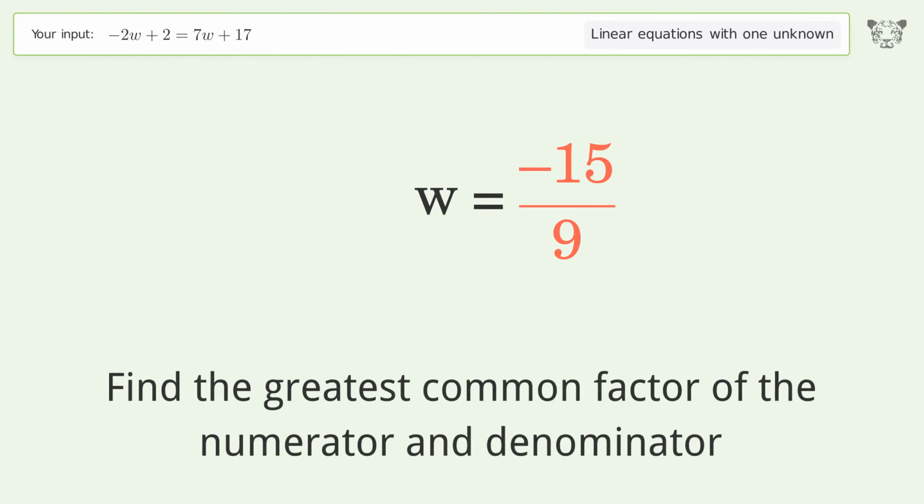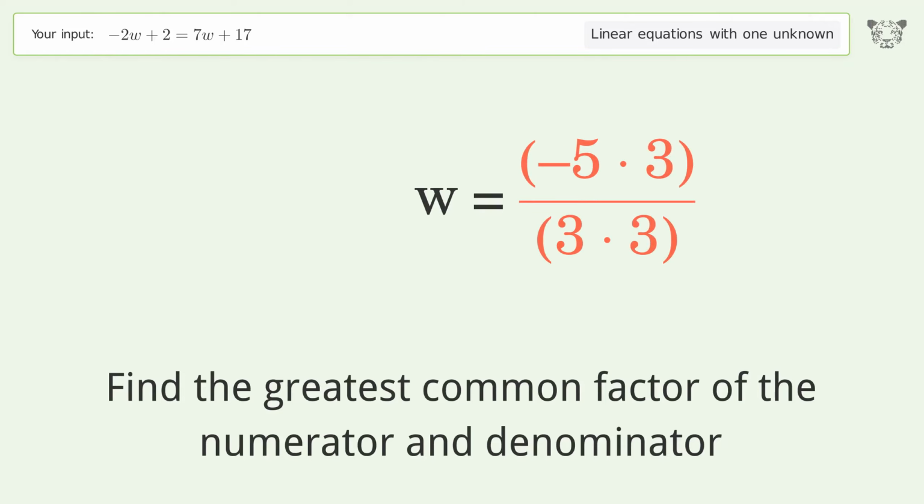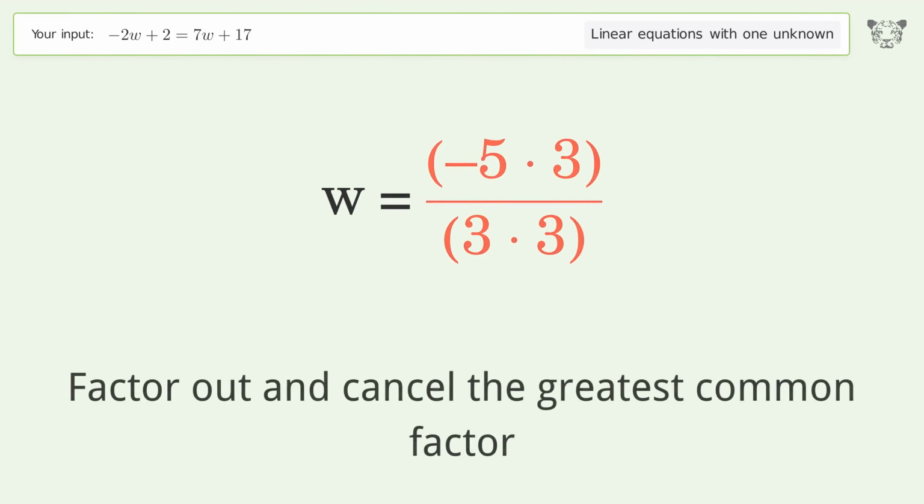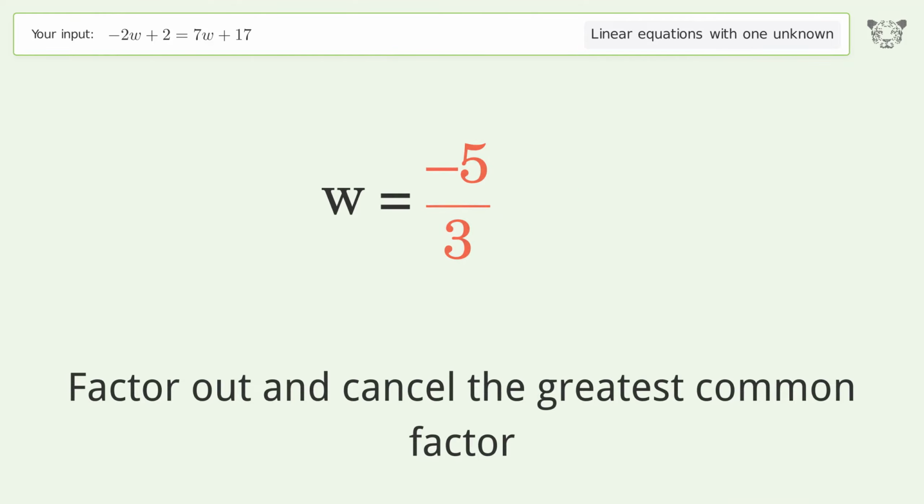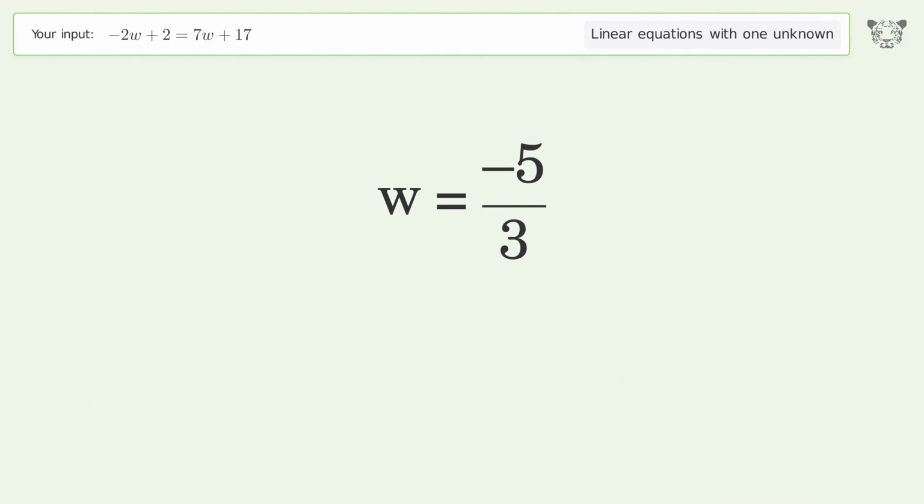Find the greatest common factor of the numerator and denominator. Factor out and cancel the greatest common factor. And so the final result is w equals -5/3.